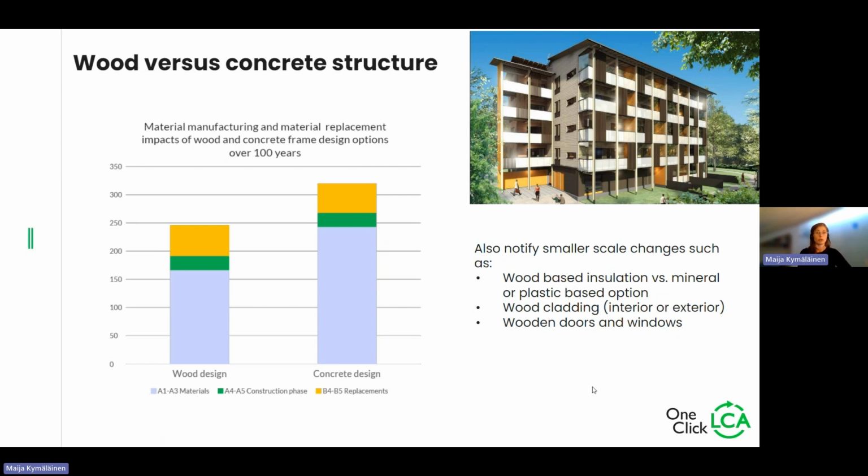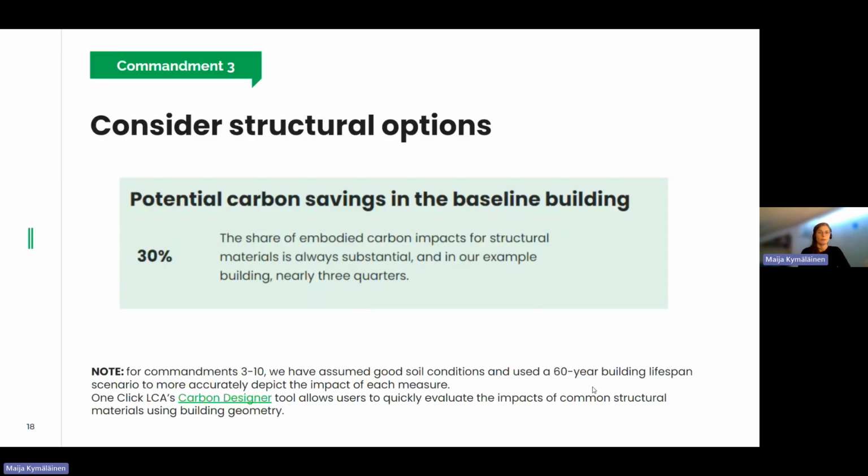So for example, insulation: if you put plastic-based or mineral insulation, it might have a high carbon footprint that is then reduced significantly when you replace it with cellulose, for example. And then here, basically what we just went through. So we received about 30% reduction in the carbon footprint by considering the structural options.